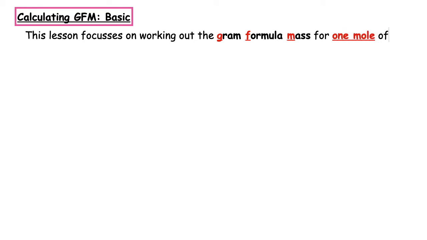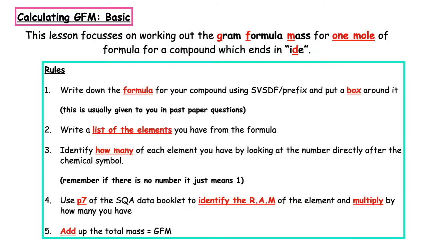This lesson focuses on working out the gram formula mass for one mole of a formula for a compound which ends in ide. Remember, the D stands for double, which means it's only made up of two different elements. There are a couple of rules that we have to follow. Number one, we have to write down the formula for the compound using SVSDF or prefix formula and put a box around it. Now, the formula will usually be given in the past paper questions, but I'm going to remind you and recap how to work out the formula.